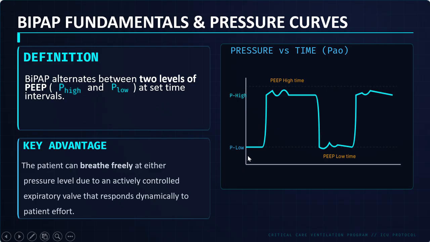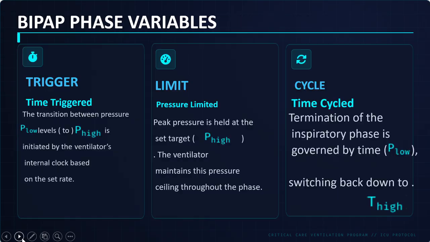interval. With what you are seeing in the curve, P low and P high. What is this oscillation? With this oscillation, you can take effort, cough, and breathe during either the above pressure, P high, or the low pressure. The patient can breathe freely at either pressure level due to the actively controlled expiratory valve, which responds dynamically to the patient effort. We are using the TLC trigger.